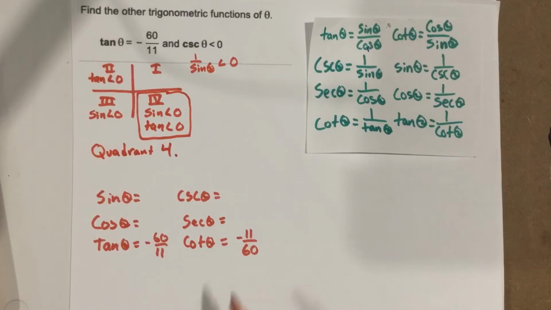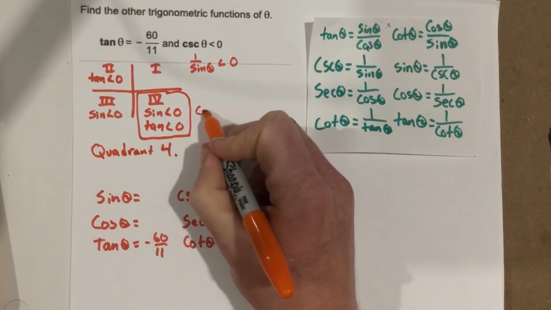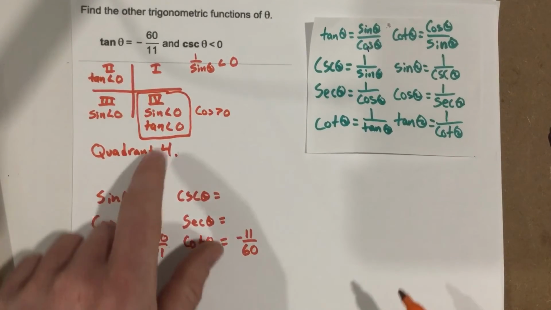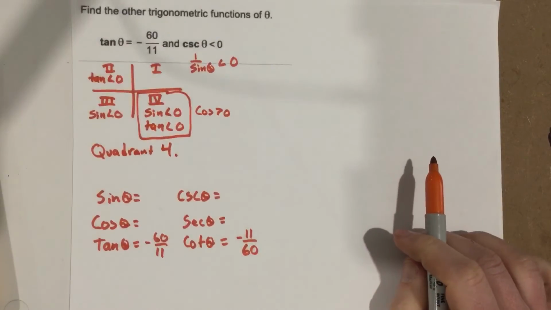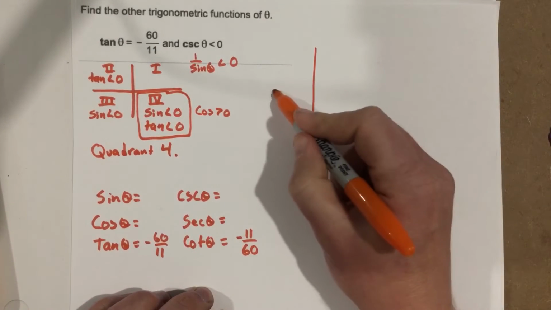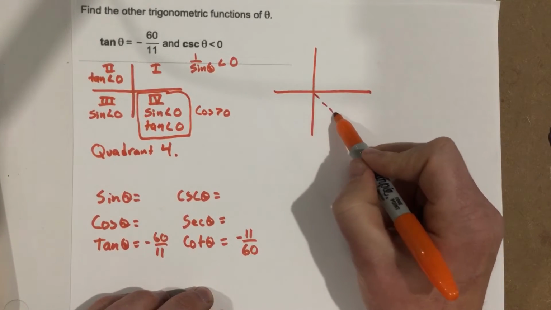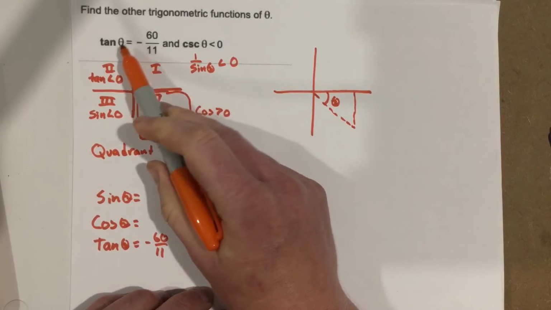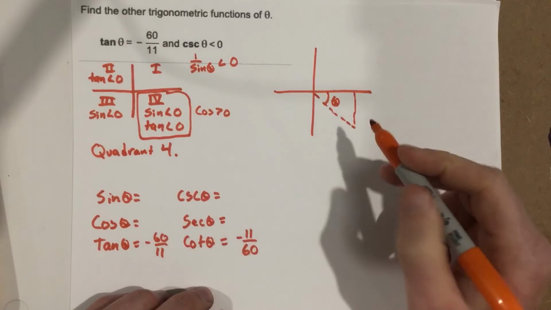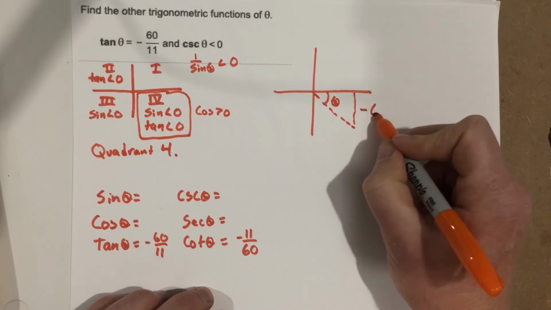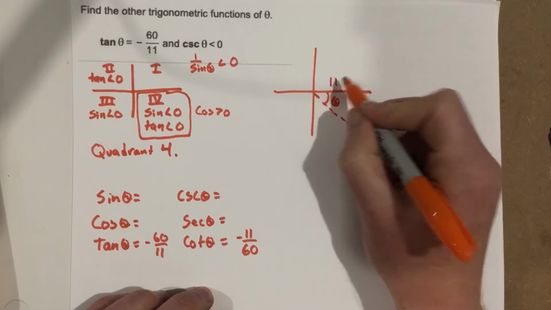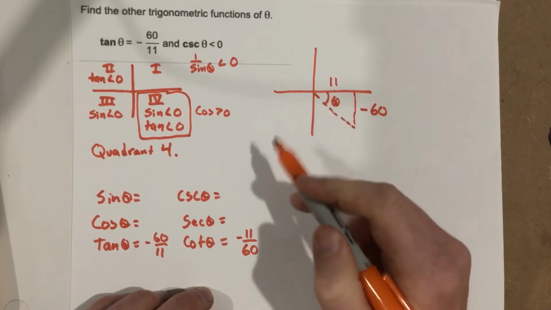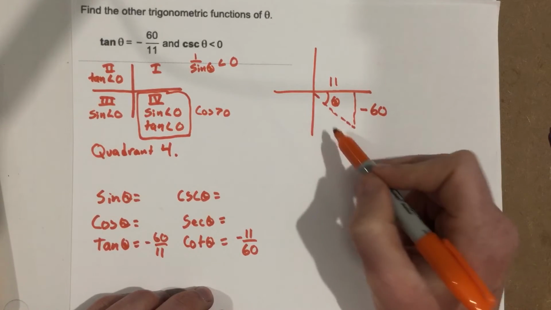What does that mean? In quadrant 4, we know that cosine is greater than 0. So now we can use this information to draw a triangle in quadrant 4. And we always go off of the x-axis. So we've got theta here. Tangent's negative 60 over 11. Tangent's opposite over adjacent, so that's negative 60 here over 11. Now, 11's positive, right? Because we're in quadrant 4. That's cosine.